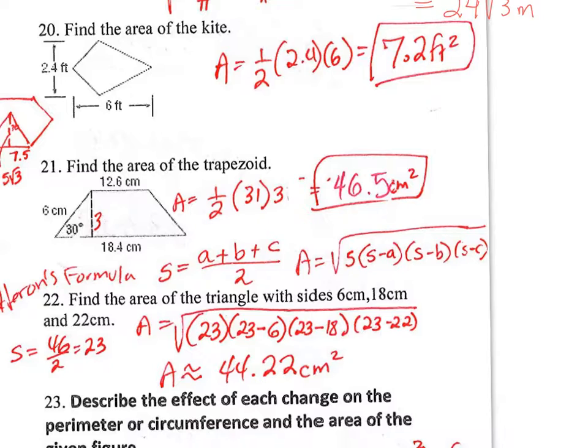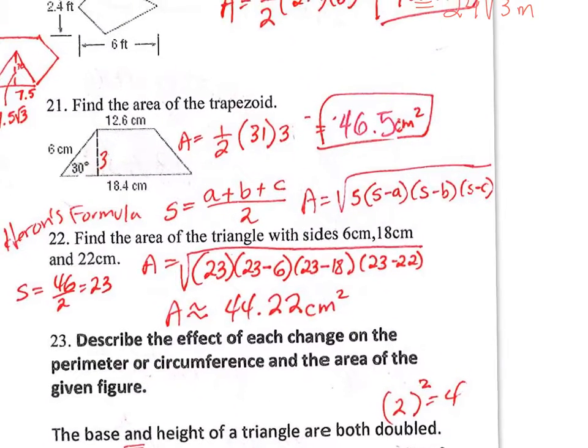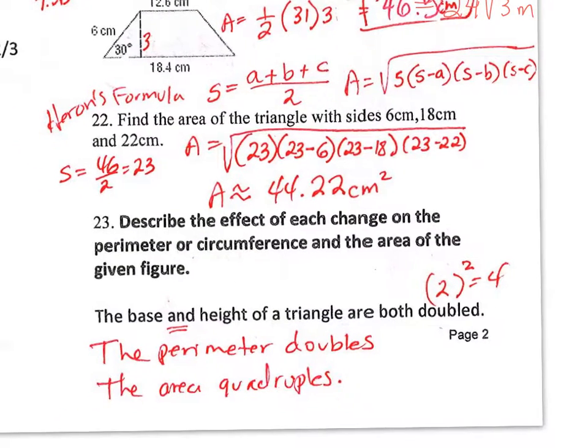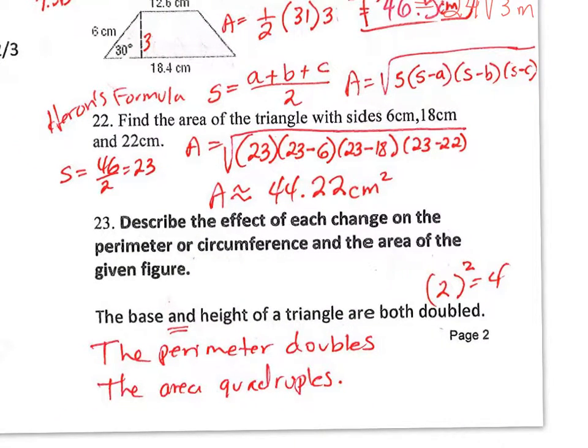Next problem, 22. In number 22, you need to use Heron's formula. So you need to have memorized that formula. Make sure you memorize the formula, guys. So the formula is S equals the sum of the three sides divided by 2. And then the formula says the square root of S times S minus the first side, which is 6, and then S minus the second side, and then S minus the third side. So the sum of the three sides is 46, half of that was 23. Then it's just a matter of putting it into the formula and plugging it into the calculator, and that was it.